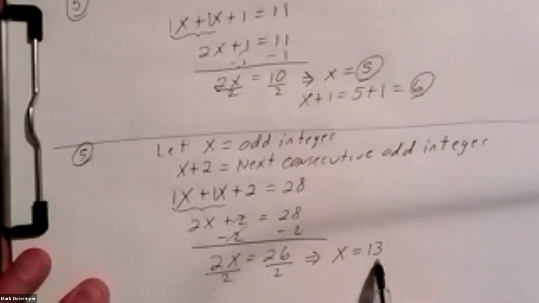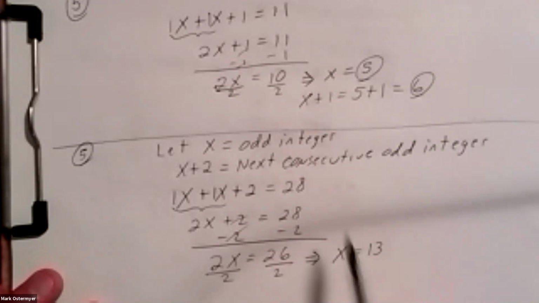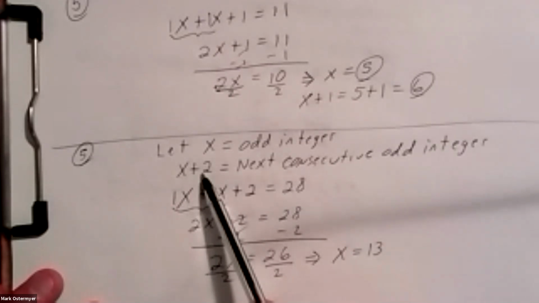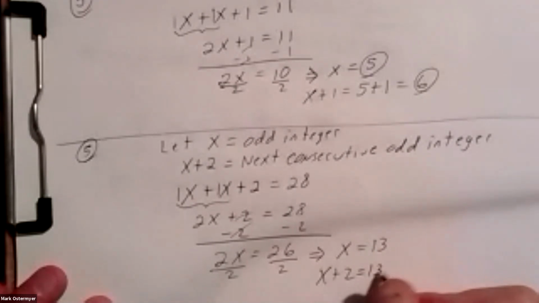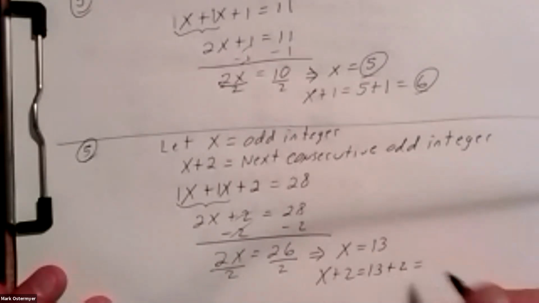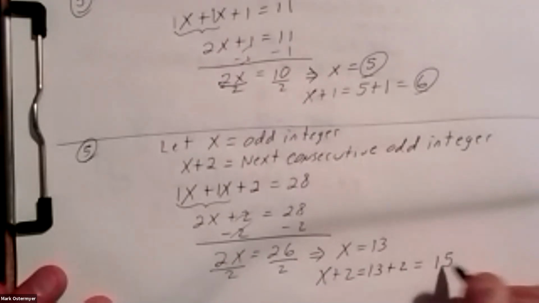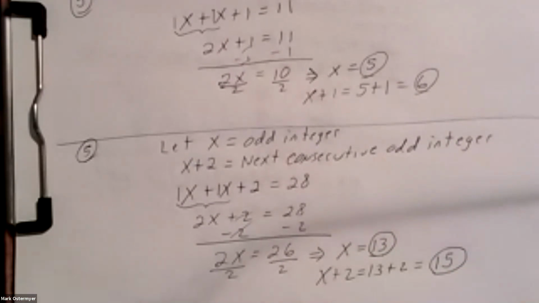So if x is our first odd integer, what's the next consecutive one? x plus 2. Yes. So the next one is x plus 2, which means 13 plus 2. And 13 plus 2 is what? 15. Ladies and gentlemen, your two consecutive odd integers must be 13 and 15. Did you get those correct?